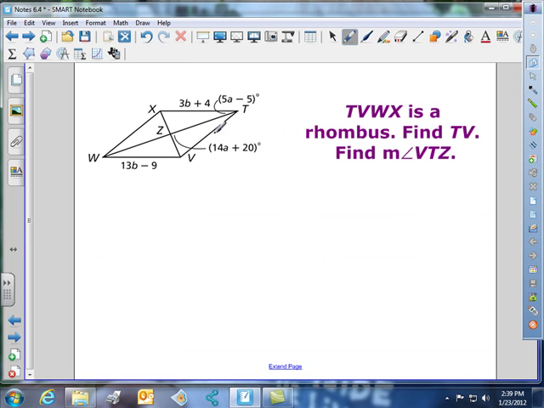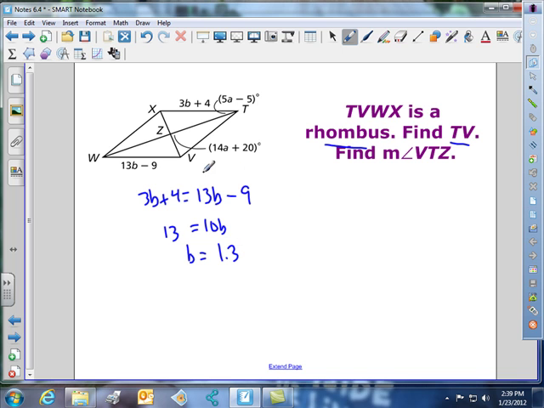So if we look at this given information, we're to find TV, which is the measure of each side. Now, since this is a rhombus, each side is the same. So we know that 3b plus 4 would equal 13b minus 9. I'm going to solve that by subtracting 3b from both sides. I get 10b here. I'm going to add that 9 to both sides to get 13. Therefore, b I would call 1.3.